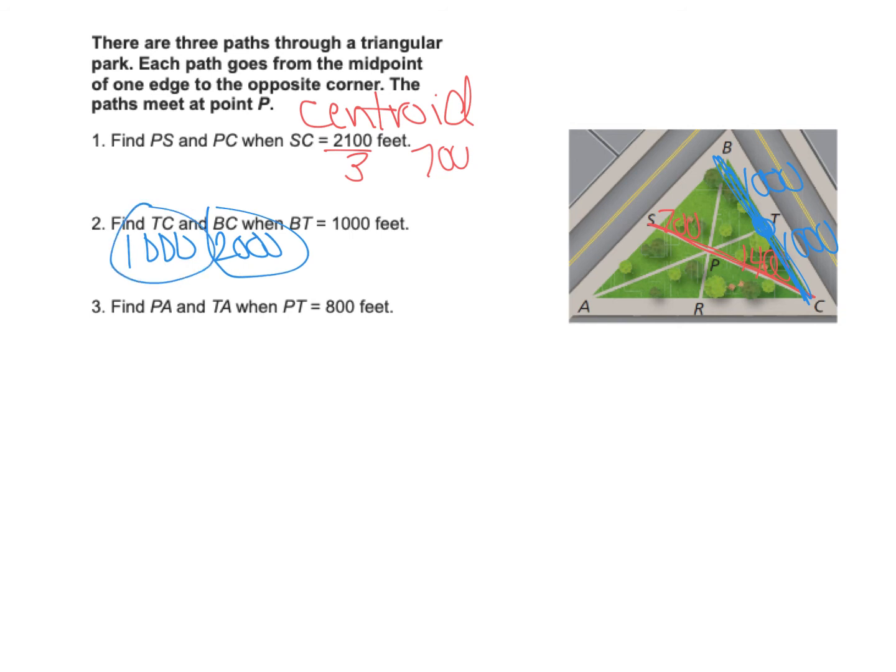PA and TA when PT, so now this one, be careful. This one, they actually go back and they tell you the short side, or the short part, the 1/3 part. So if that's 800, that means that this part is the 2/3, which is going to be 1,600, and then the whole thing is going to be 2,400.